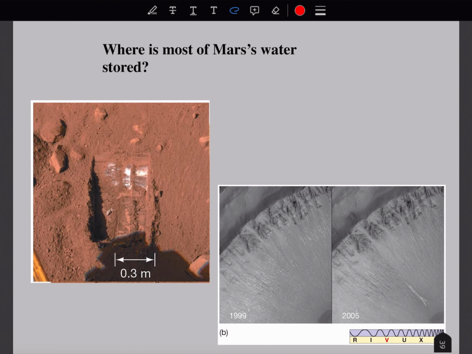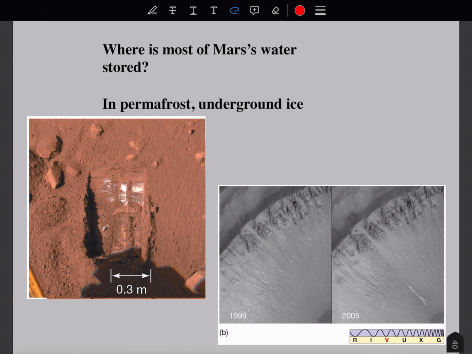All right, next one. Where is most of Mars's water stored? And the picture is the hint. So most of the water is stored underground as permafrost, as underground ice.